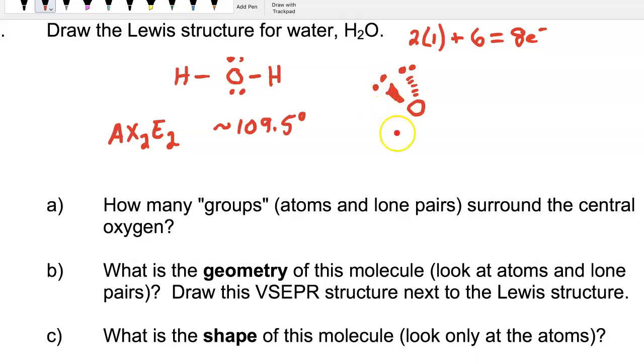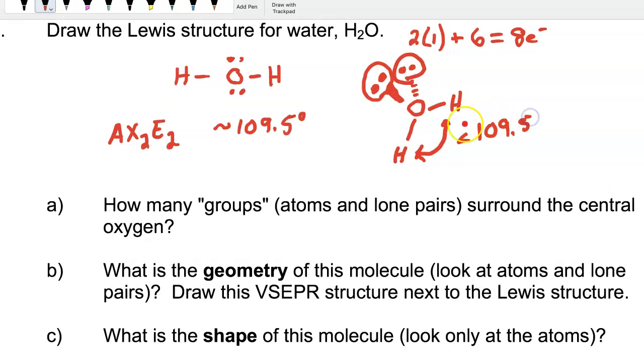You don't have to do it, but that way we can see our hydrogens are actually going to be in the plane of the board or the screen here. And this angle is less than 109.5 because these lone pairs take up more room. They look kind of like a little alien ice cream cone now, but that's okay.